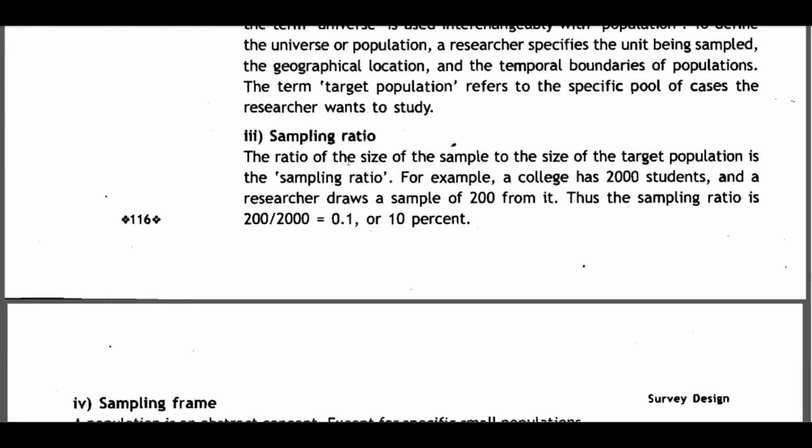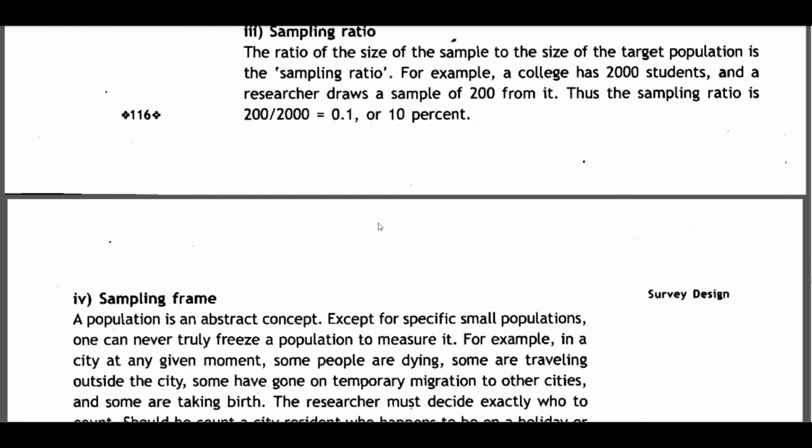3. Sampling ratio. The ratio of the size of the sample to the size of the target population is the sampling ratio. For example, in a college of 2000 students, the researcher chose a sample of 200 from it. Thus, the sampling ratio is 10%, that is 0.1.